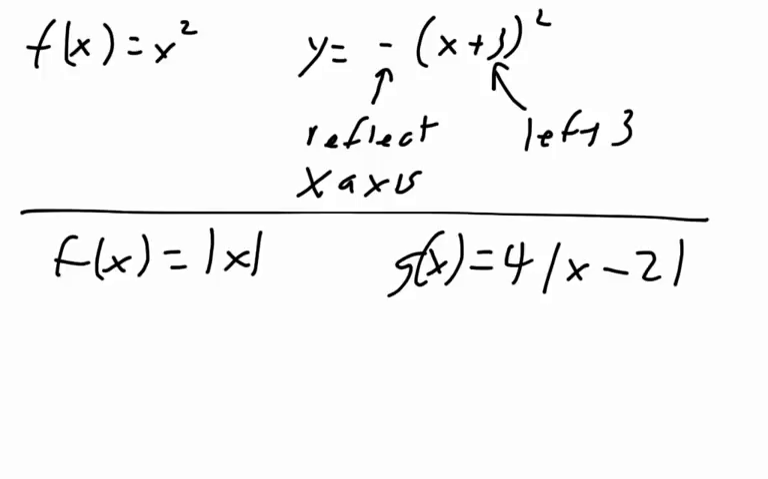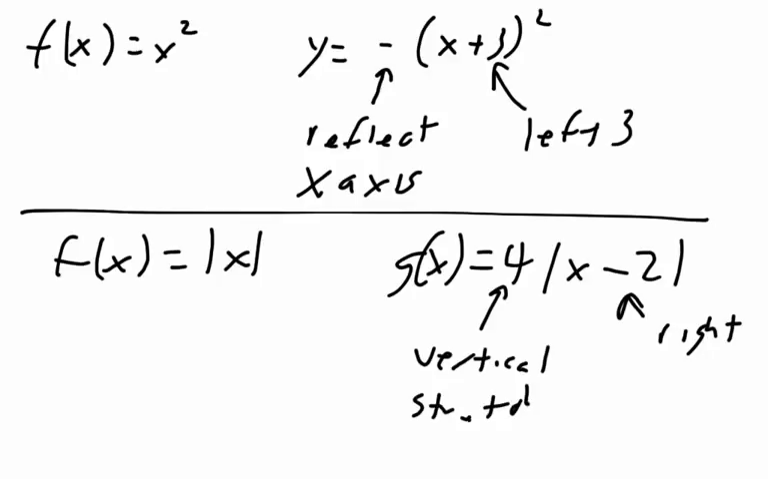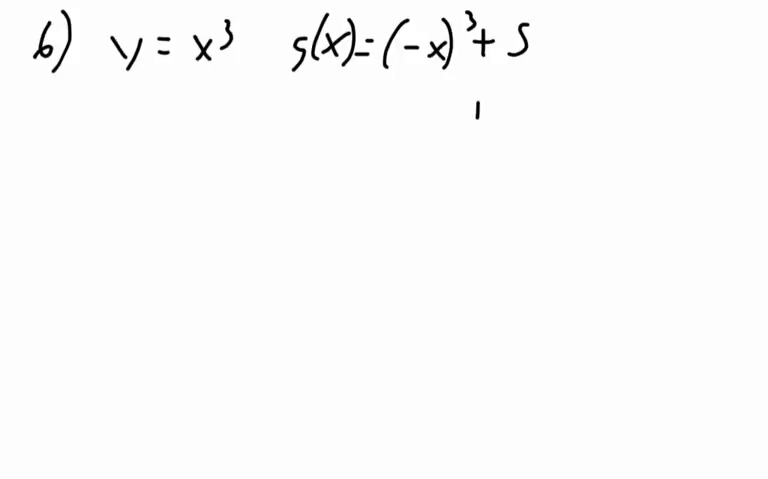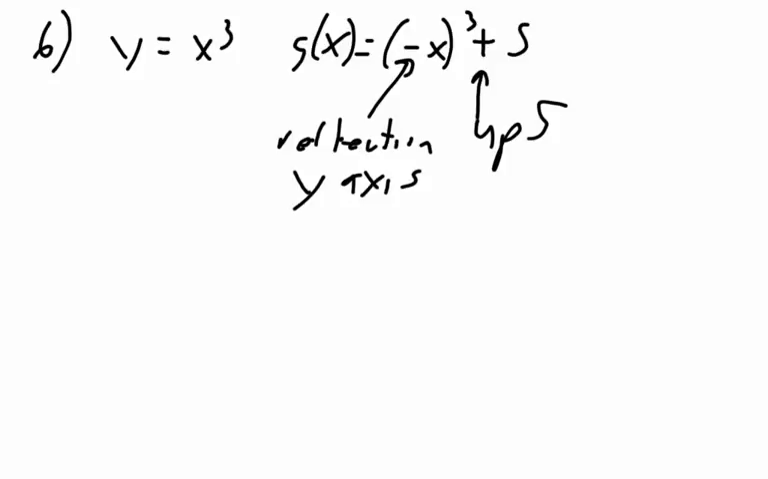In problem number 5, we have the absolute value of x minus 2, with a 4 out front. That's going to be right 2. The 4 on the outside is vertical because it's on the outside. It's a stretch, and the factor is 4. Alright, for this one, the plus 5, that's the one we like. It's plus 5. This negative x is a reflection, and because it's inside, it's a reflection over the y-axis.